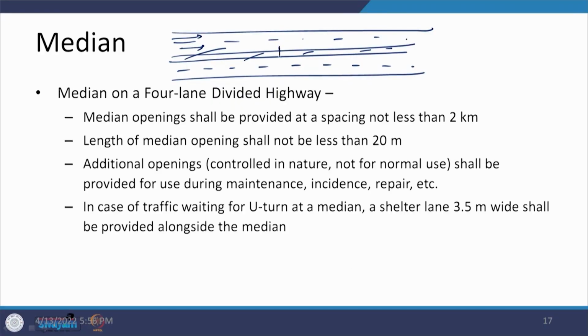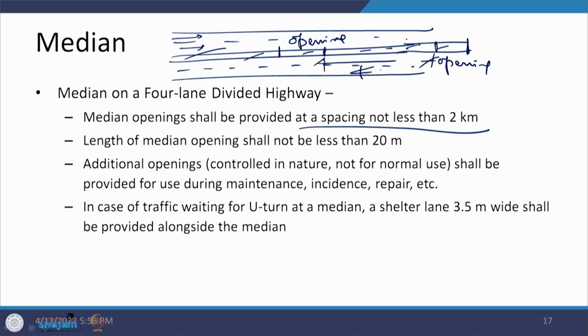It should not happen that there is a median continuously from Delhi to Bombay, and then you cannot take a turn in between. So, what it says is that we should have the openings at a certain level. So, if this is going like this, then say we have an opening here, and these openings should be provided at a spacing not less than 2 kilometers. So, this distance which we are talking about should not be less than 2 kilometers here.